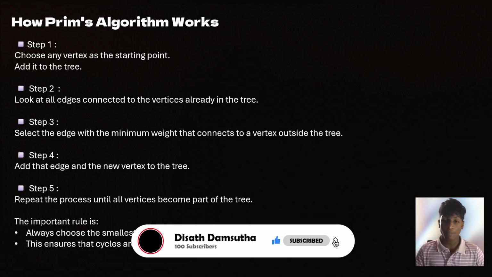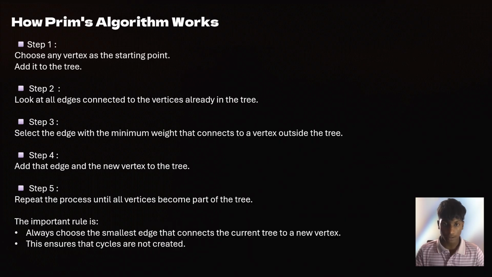The important rule in Prim's algorithm is that we always choose the smallest edge that connects the current tree to a new vertex. This ensures that no cycles are created. So, in summary, Prim's algorithm builds the minimum spanning tree step by step by always selecting the smallest possible edge.